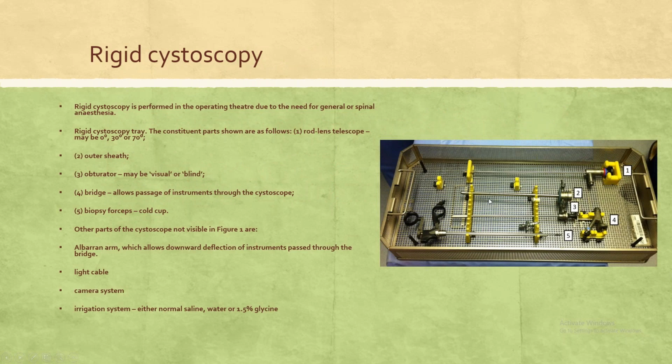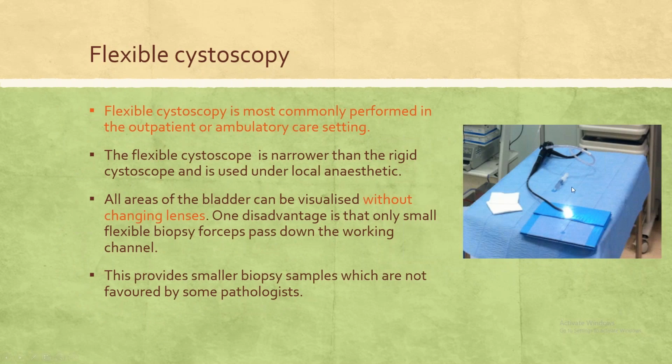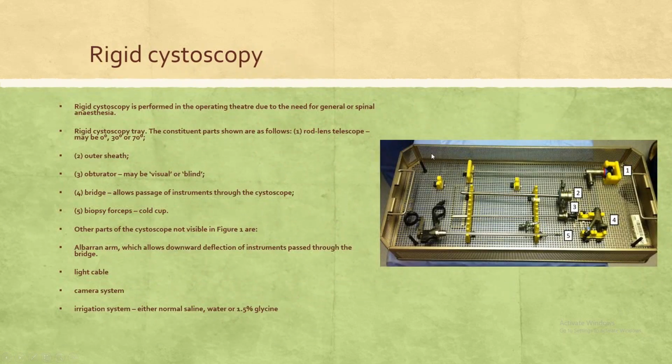Now this is the assembly for rigid cystoscopy. I don't think it is required for you, but yes, it is required for part 3. And this is the flexible cystoscopy. Now, rigid cystoscopy is performed in the operation theater under general or spinal anesthesia, because you can see the scope is larger. So it requires the anesthesia.